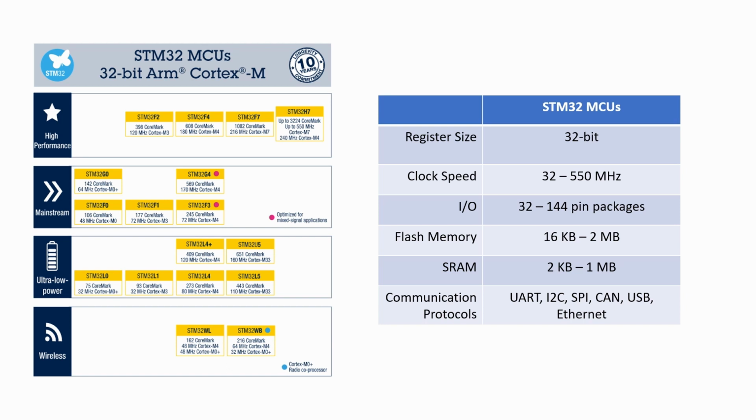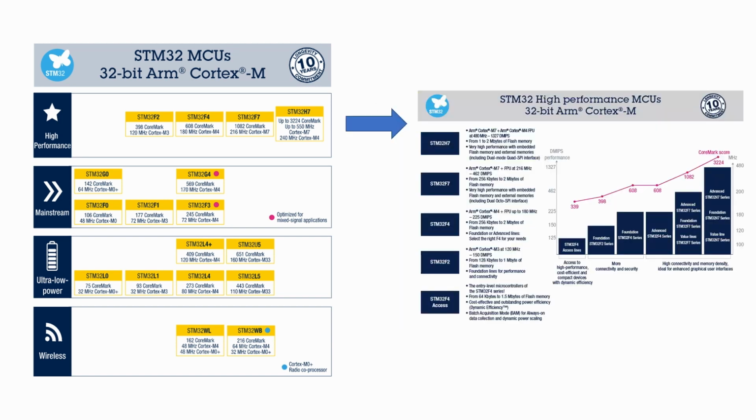STMicro breaks down all these different series into four main families. You have the high performance, mainstream, low power, and wireless. The high performance family comes in with really high clock speeds and correspondingly high CoreMark scores, meaning they can crunch through a ton of instructions per second. They have large amounts of flash memory, and most of these have a floating point unit to speed up floating point operations. The highest performance line within this family is the H7 line. The H7 features both single and dual core microcontrollers, and these can go up to 550 megahertz, which is crazy amounts of power for a small little chip.